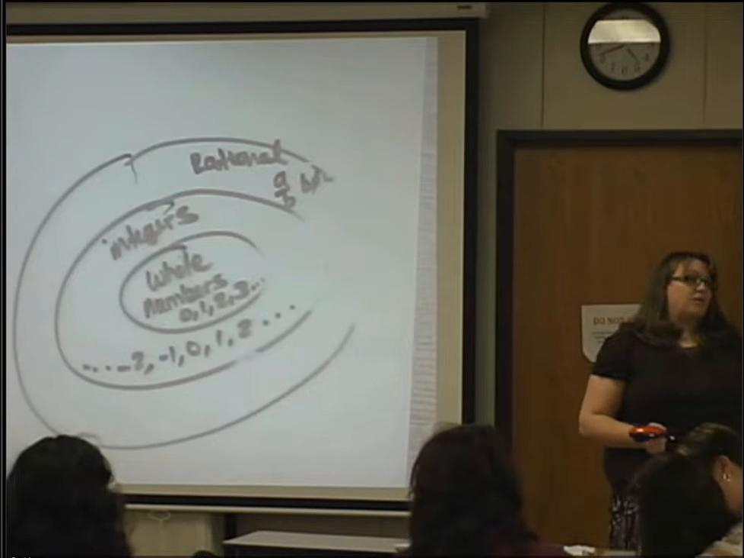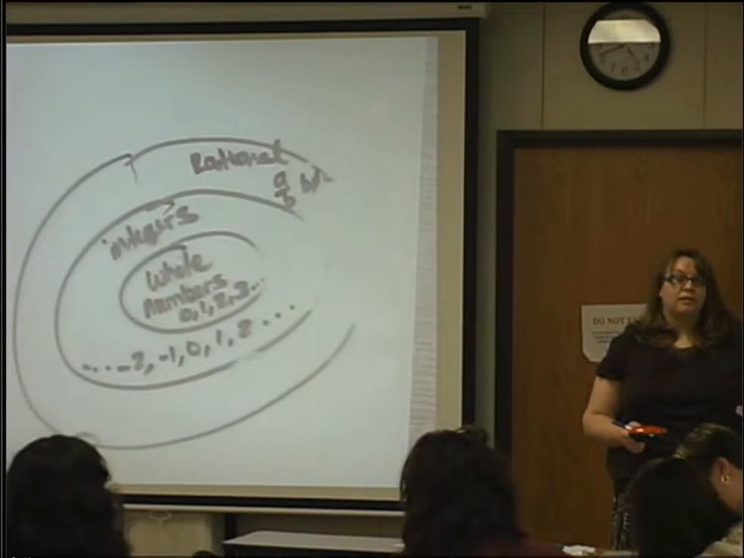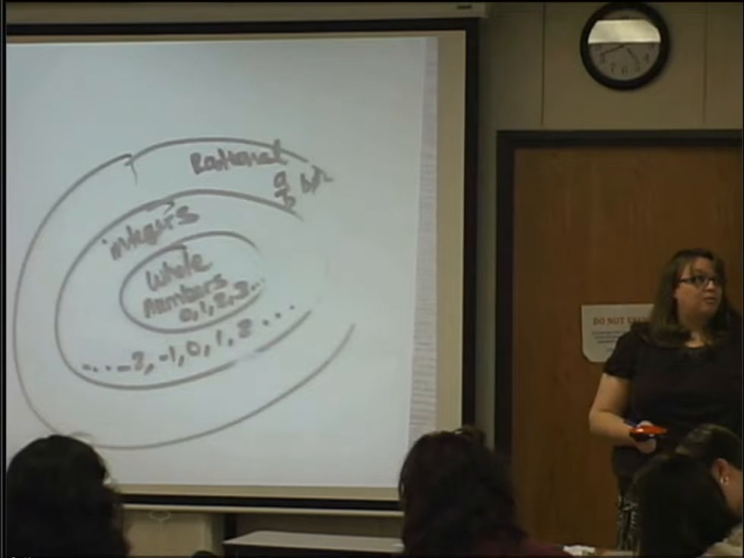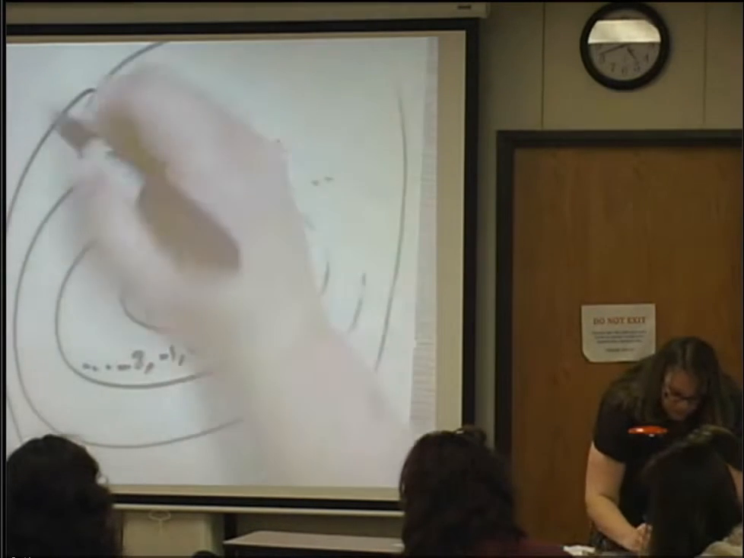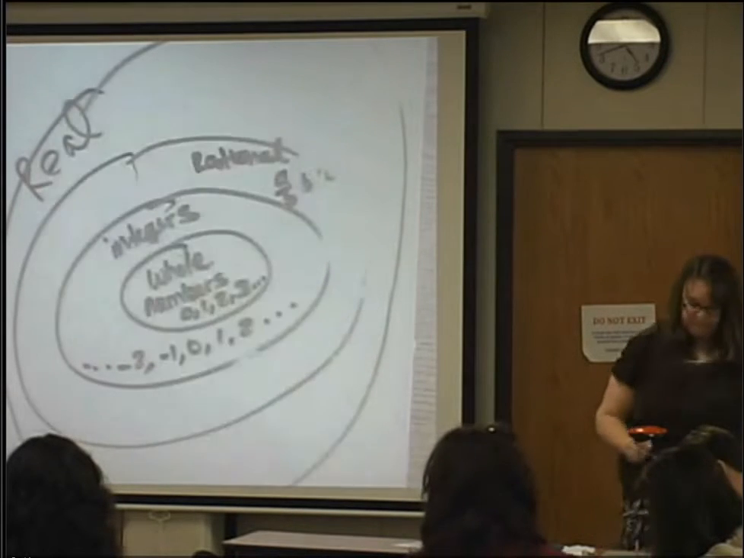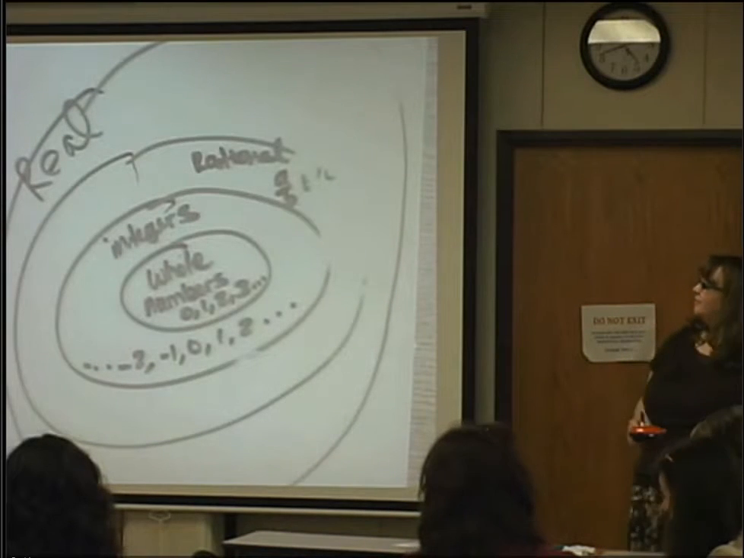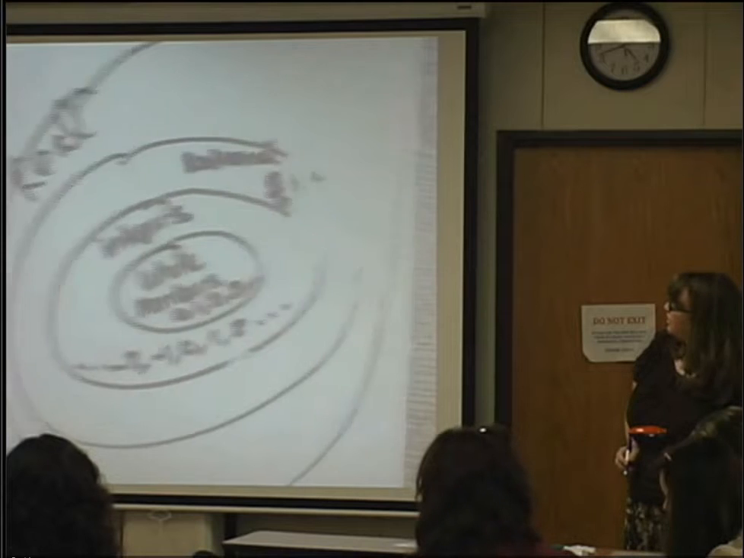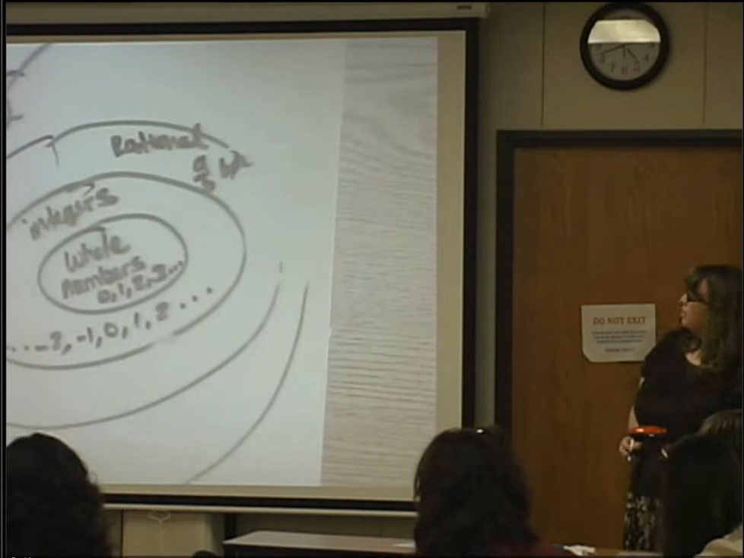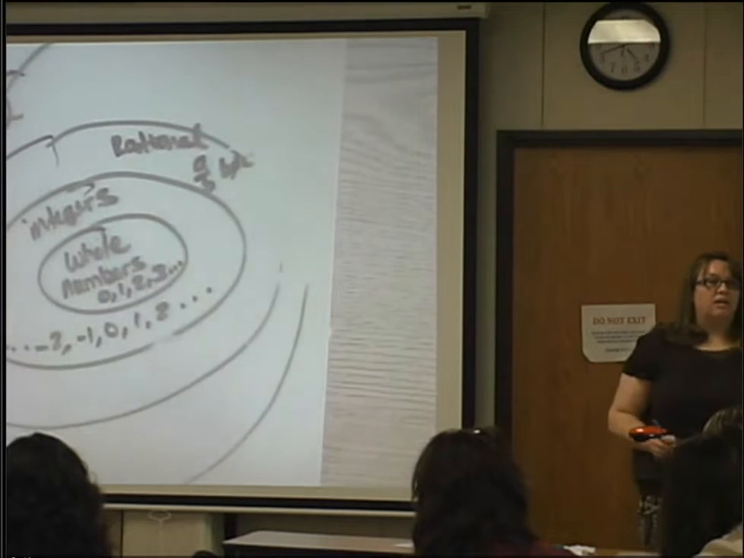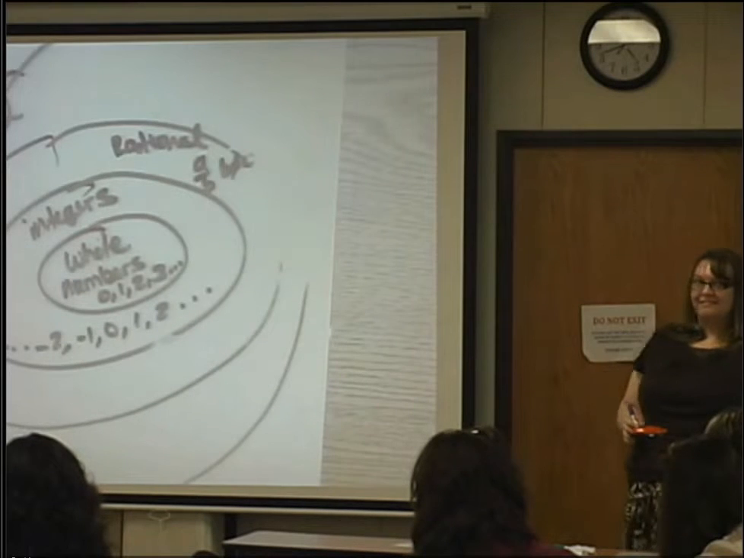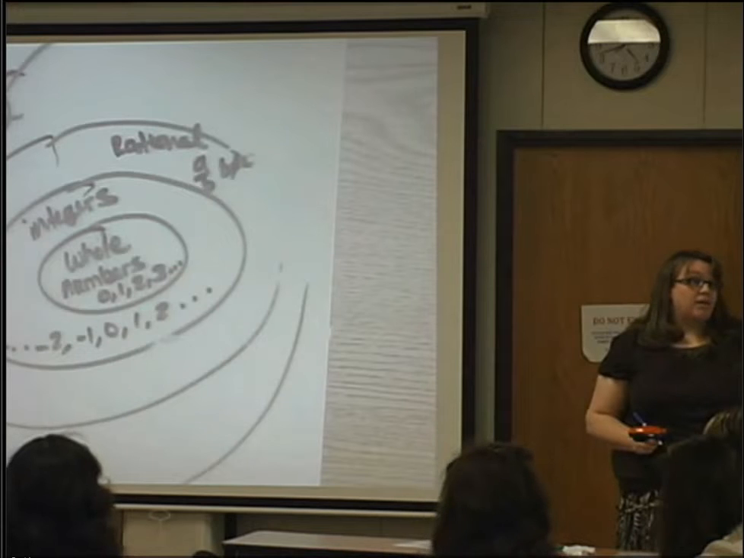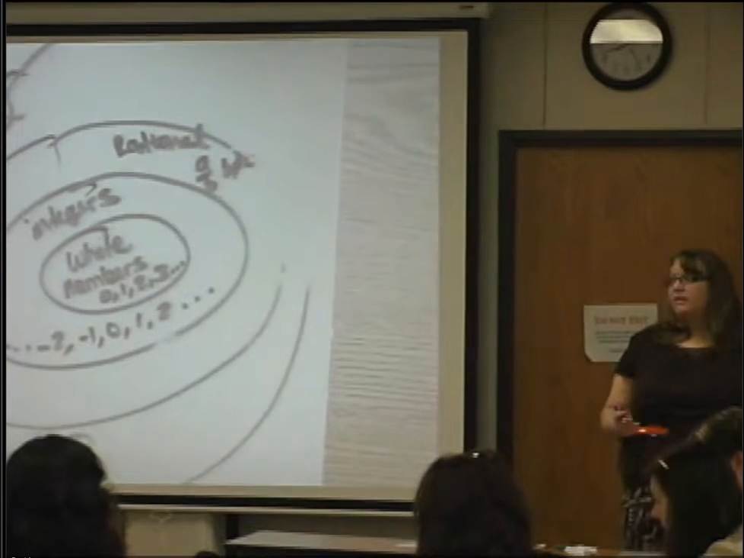Now, all rational numbers are also considered real numbers. What does real include also? Irrational. It includes the irrational, the things that don't fit nicely in a box.